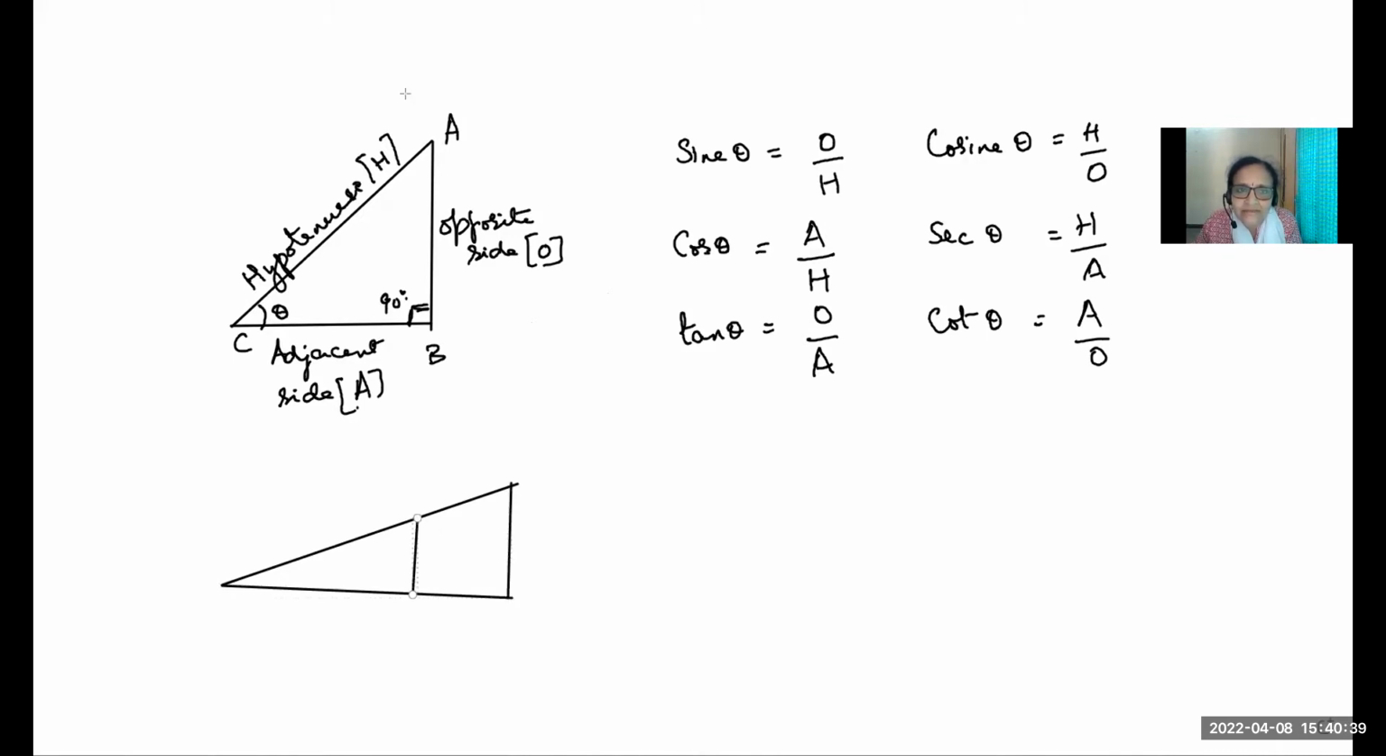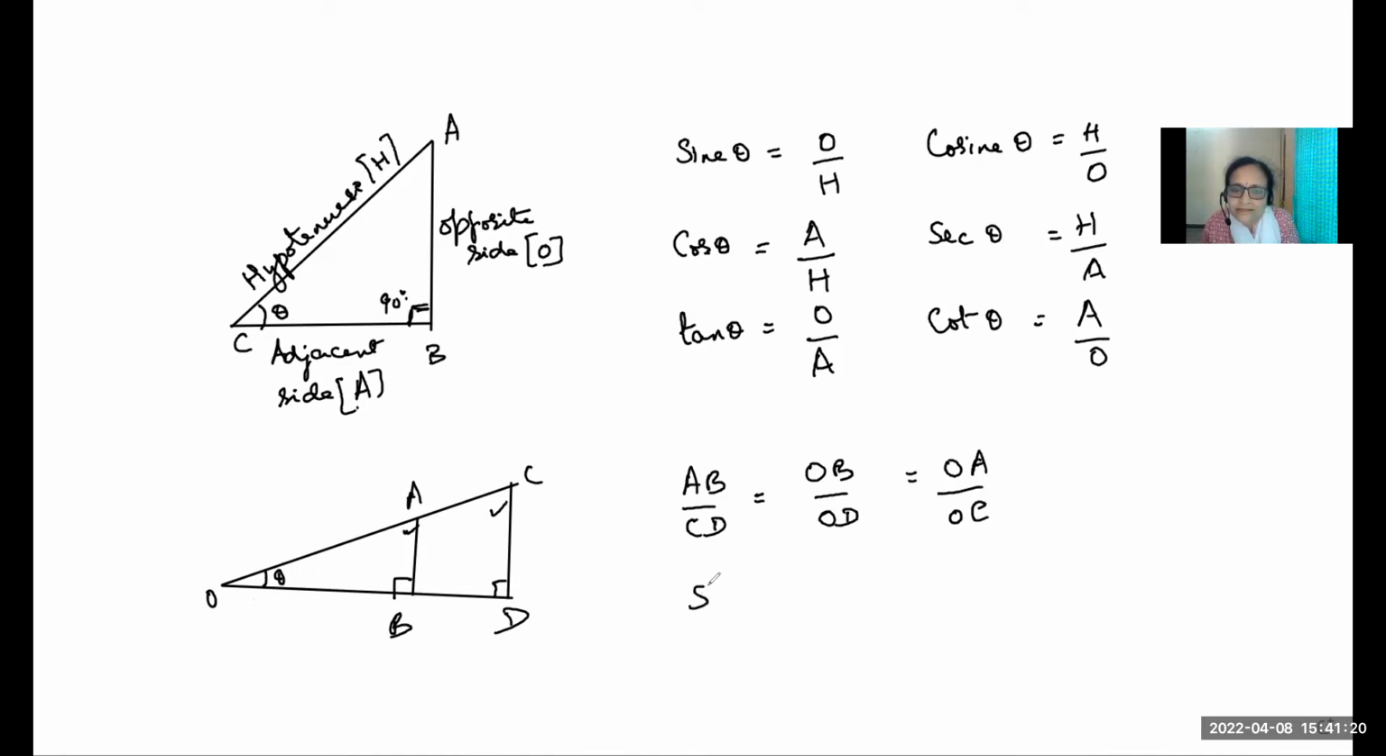I have two triangles, AOB and COD. When I consider these two triangles, the angle theta is common to both the triangles AOB and COD. This angle is 90 degrees. This is also 90 degrees. So third angle is also equal. So these two triangles are similar. Since the triangles are similar, we have the ratio of corresponding sides as equal. That is AB by CD should be equal to OB by OD, and that is equal to OA by OC.